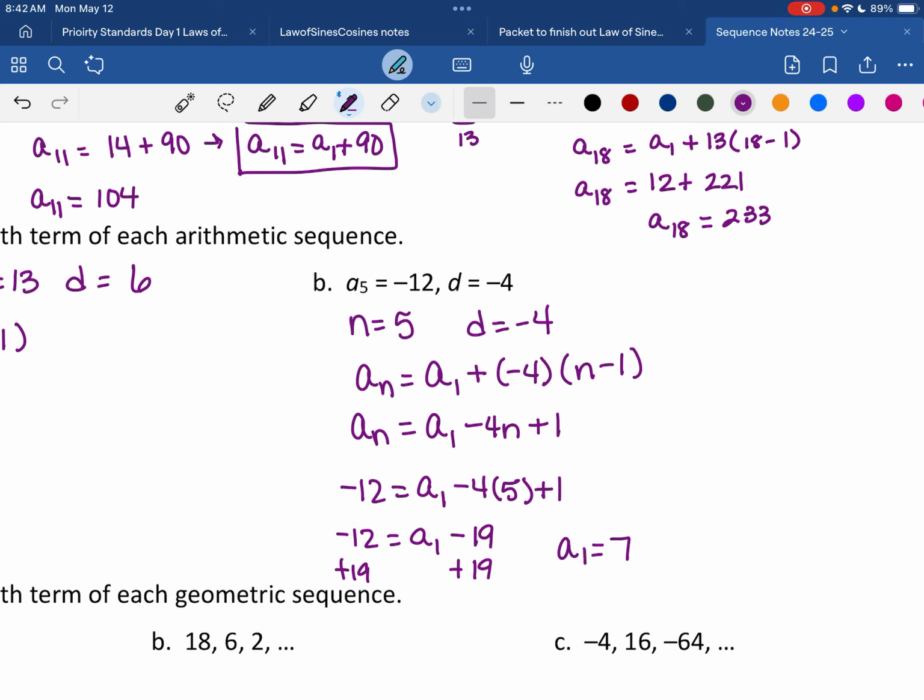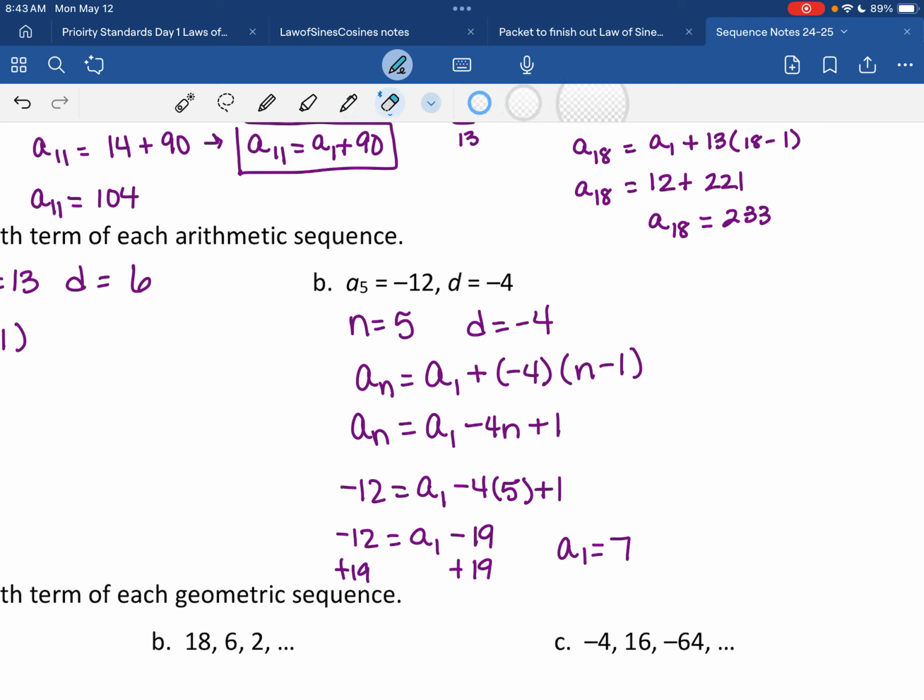And if you want to practice, you can say 7 minus 4 five times. So 1 says 3. Twice is negative 1. 3 times is negative 5. 4 times is negative 9. 5 times is negative 13. So I did something wrong. Oh, I know what I did wrong.